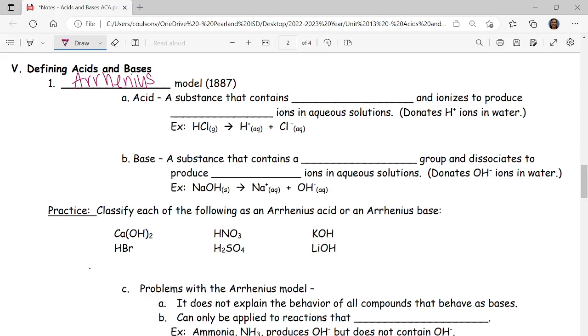So Arrhenius's model says that an acid is a substance that contains hydrogen and ionizes to produce hydrogen ions in aqueous solutions. And then a base is going to be a substance that contains a hydroxide group and dissociates to produce hydroxide ions.